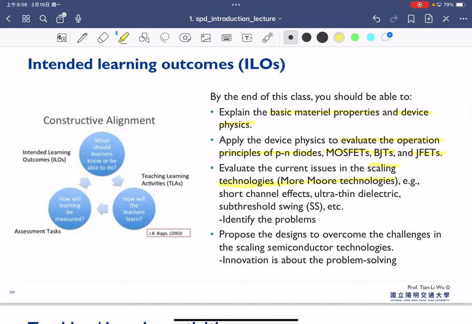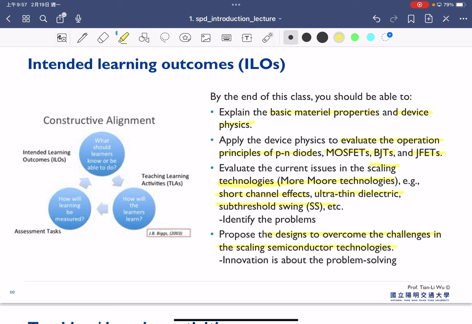For example, the short channel effect, the ultra-thin dielectric issues, the substrate-hole swim issues here. So that's a main issue for nowadays technology. So that's why we call this identifying the problem. Once you are able to identify the problem, and with some understanding of the device physics and design, for sure, in the end, you will be able to propose a design to overcome the challenges in scaling semiconductor technology. So that's my goal for this class.